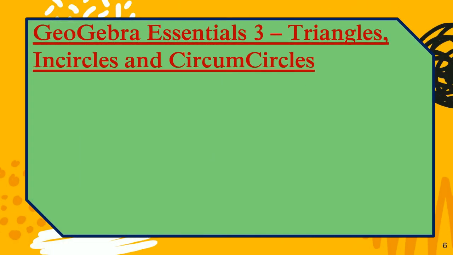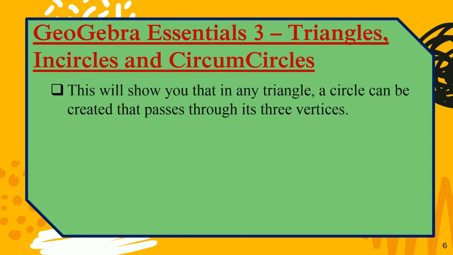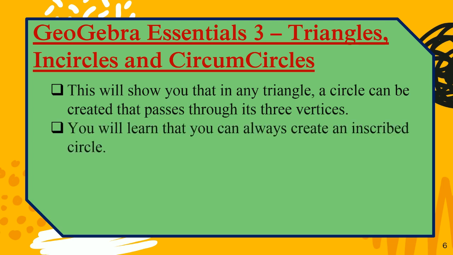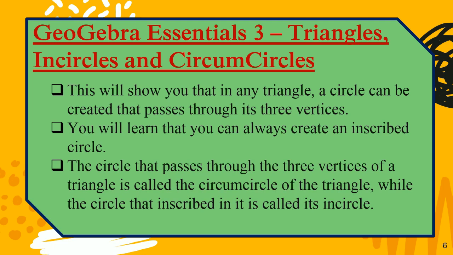The third GeoGebra essential is about triangles, incircles, and circumcircles. This will show you that in any triangle, a circle can be created that passes through its three vertices. You will learn that you can always create an inscribed circle. The circle that passes through the three vertices of a triangle is called the circumcircle of the triangle, while the circle that is inscribed in it is called its incircle. For you to learn how to perform this essential, watch this video.